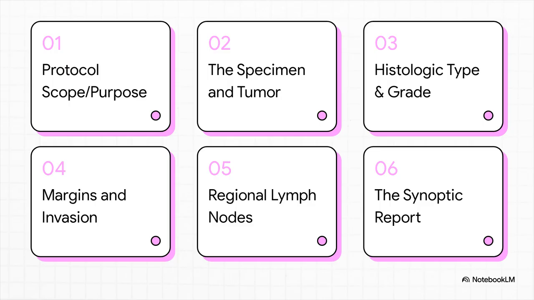Okay, so here's our game plan. We're going to walk through this just like you would in the lab. We'll start with scope, move to the specimen, then histology, margins, lymph nodes, and wrap it all up with the final synoptic report. Let's get to it.